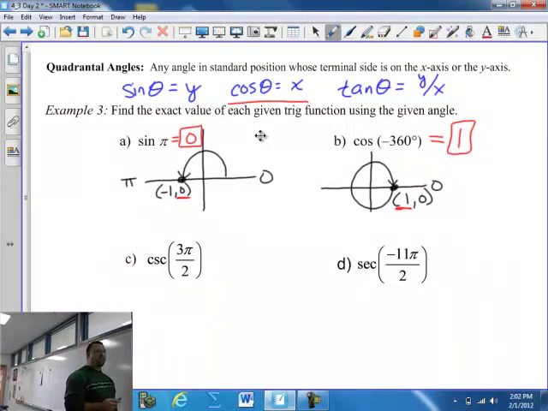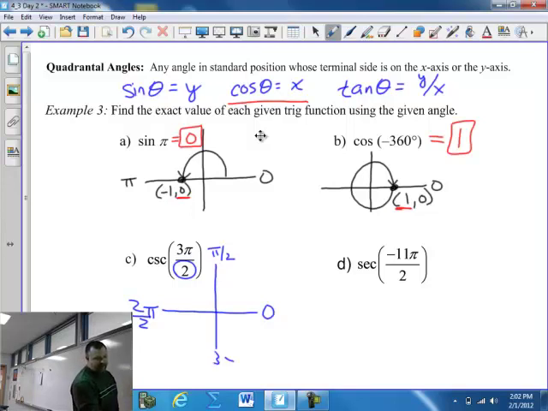Okay, cosecant of 3 pi over 2. Well, this would be 0, and this would be pi. If we're breaking it into halves, that's 2 pi over 2, which makes this pi over 2. So 3 pi over 2 is at the bottom. We went 1, 2, and then 3. So 3 pi over 2 lands me right here. I go all the way around to there.